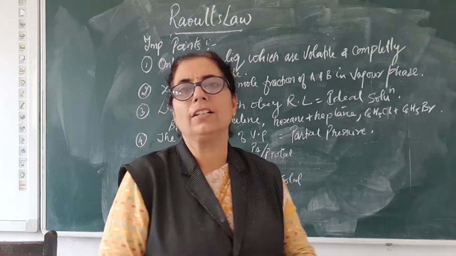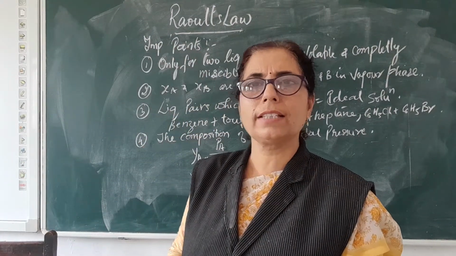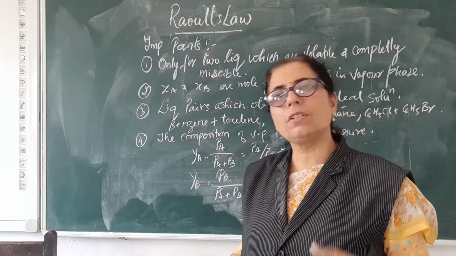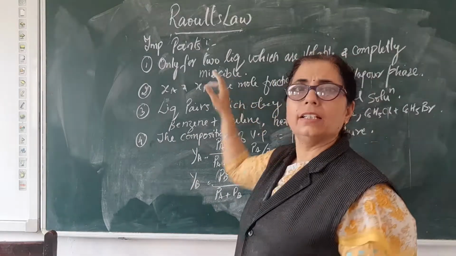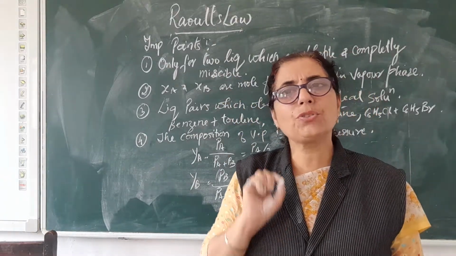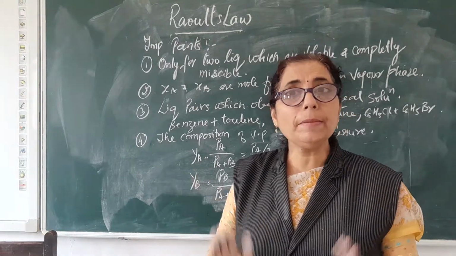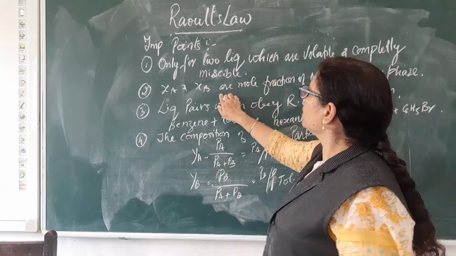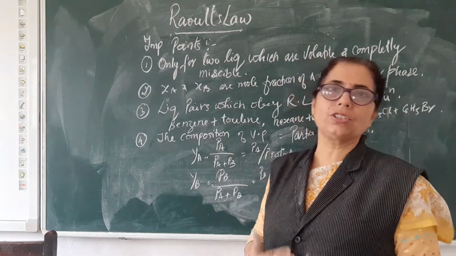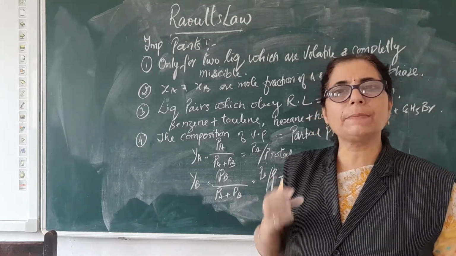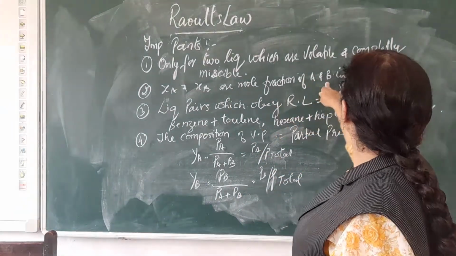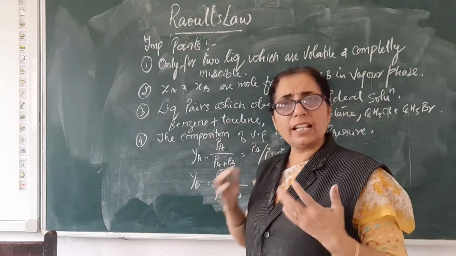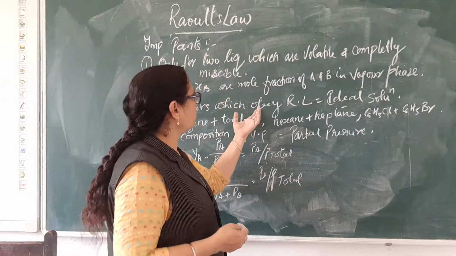Now, we will see how this Raoult's law is helpful. What are the important points on the basis of which Raoult's law works? First point is that there must be two liquids which should be in a volatile state and should be completely miscible. A homogeneous mixture of the two liquids should be there. Second, the vapor phase depends upon the mole fraction of the components which are mixed together. Okay? And third is that there are some liquid pairs, some examples, which obey Raoult's law.